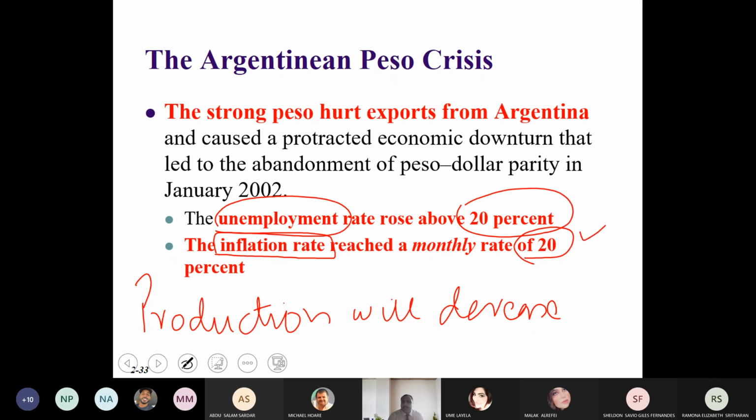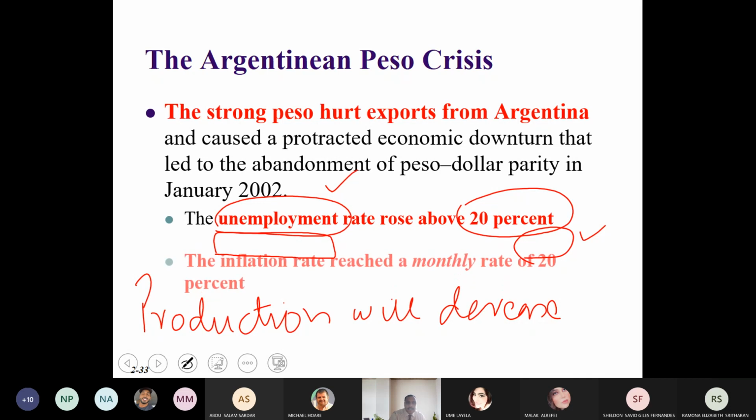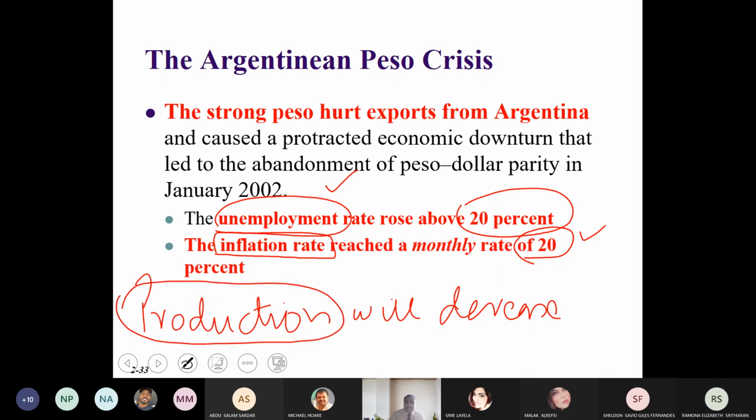Why would the inflation increase? Why would the prices increase, by the way? I hope you have understood why the unemployment rises: because of less production, the producer will hire fewer people and the unemployment will rise. But why will the inflation increase? The prices will increase. When the production is less, the supply of goods and services in the market is less, right? And when the supply is less, don't you think the price will rise? When only a few goods are supplied to the market, what will happen to their price?